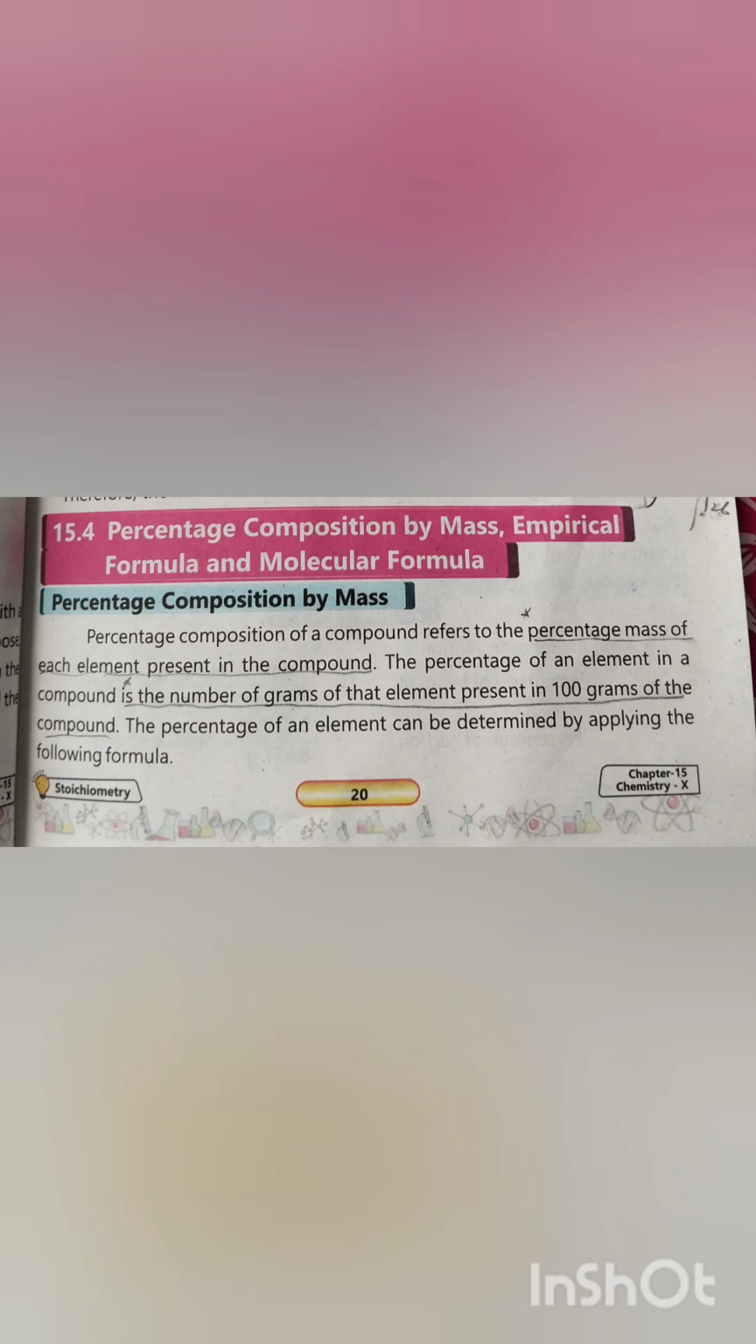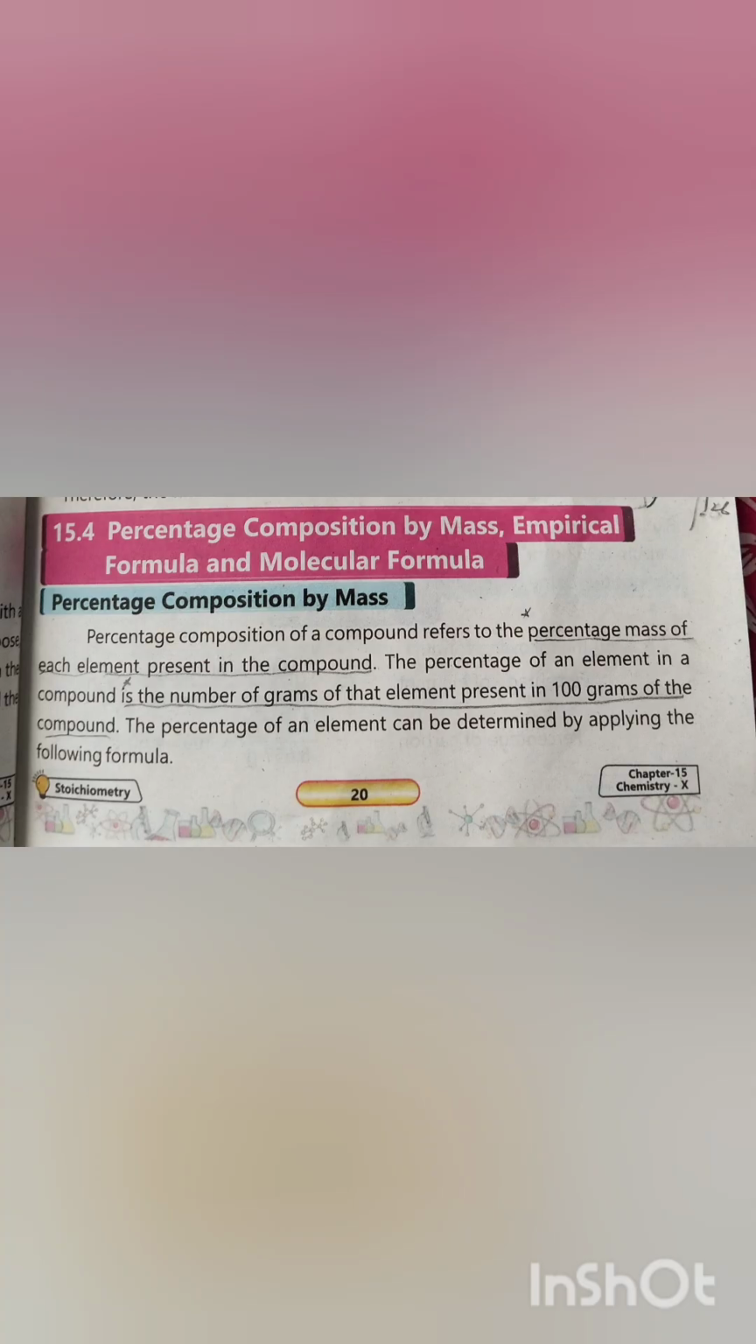The first main concept is percentage composition by mass, which states that the percentage composition of a compound refers directly to the percentage mass of each element present in that compound. To make this intuitive, think of it as a scale out of 100. The percentage of an element is the exact number of grams of that element present in 100 grams of compound.